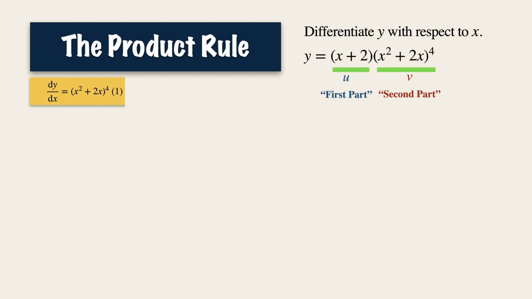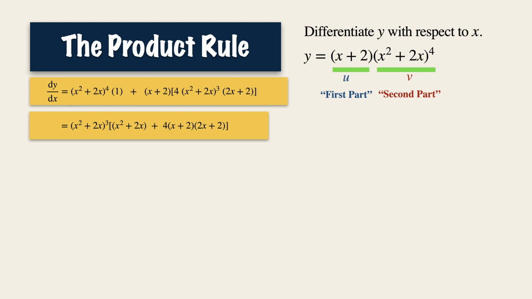Now the product rule starts with the letter p, so we'll put the plus sign. Next, keep the first part and differentiate the second part using chain rule, which is 4(x squared plus 2x) power 3 and (2x plus 2). We can then factorize the common term, which is (x squared plus 2x) power 3. Now to decide between 4 and 3, choose the one which has the smallest power, which is power 3. Remove it, and we will have (x squared plus 2x) power 3 multiplied by [(x squared plus 2x) plus 4(x squared plus 2)(2x plus 2)].